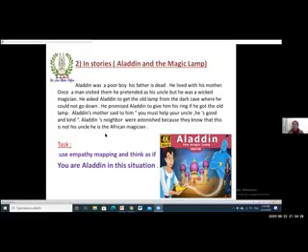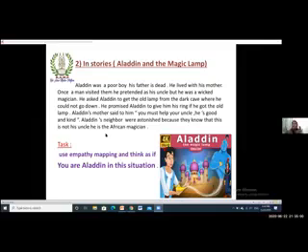Okay, this is a situation from Aladdin and the magic lamp, the folk tale, and all of us know this story, whether in Arabic or in English. How can I use empathy mapping for this situation or for this story? I can use empathy mapping and think as if you are Aladdin in this situation. Yes, you are Aladdin.